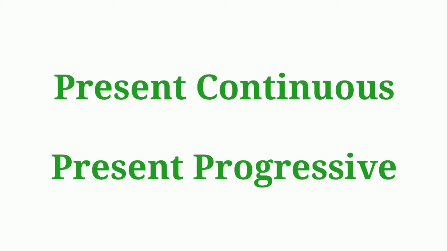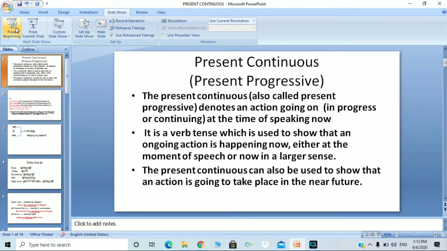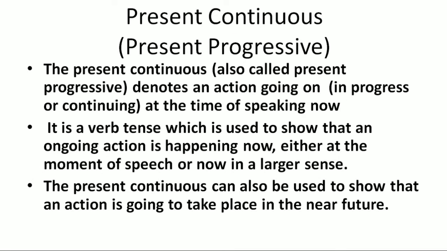In this video lesson, we are going to discuss present continuous tense. Present continuous tense is otherwise known as present progressive. Progressive means continuous, an action that is going on.